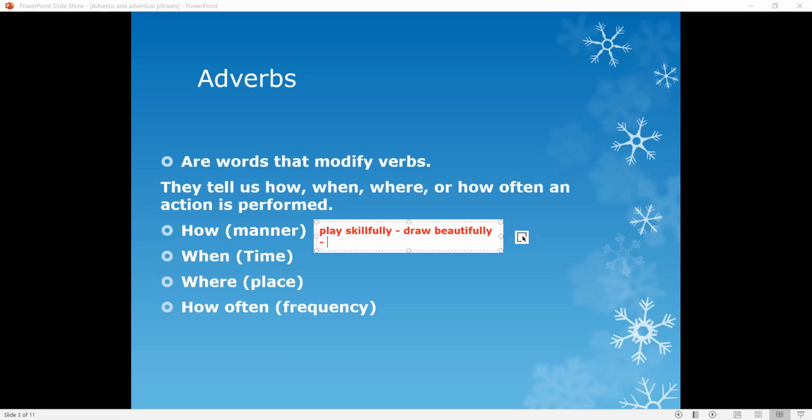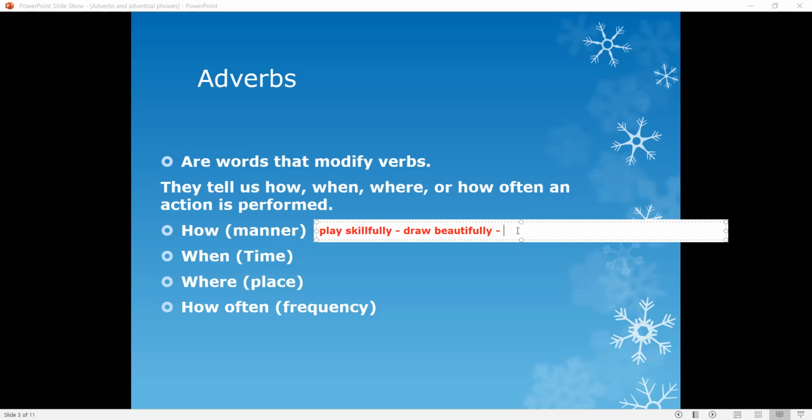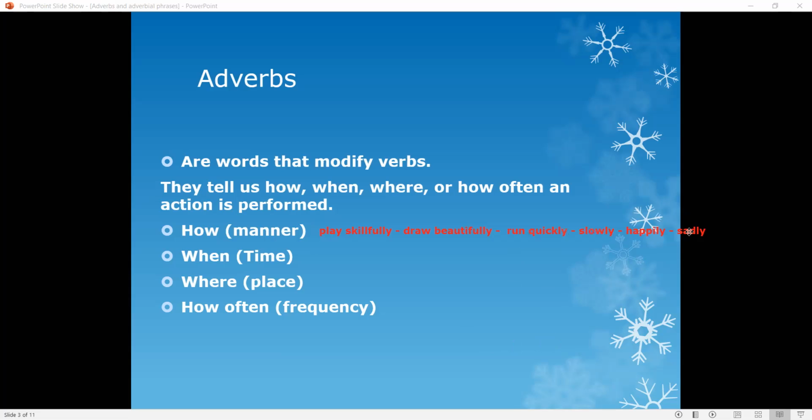Most of the time. We also have run, so easily, quickly, or slowly. Happily, sadly. These are all adverbs of manner. He screamed happily. He wailed or cried sadly, right? Okay, so again, these words that end in ly usually tell us the manner. Not all adverbs of manner end with ly, but most of them, the majority of them.